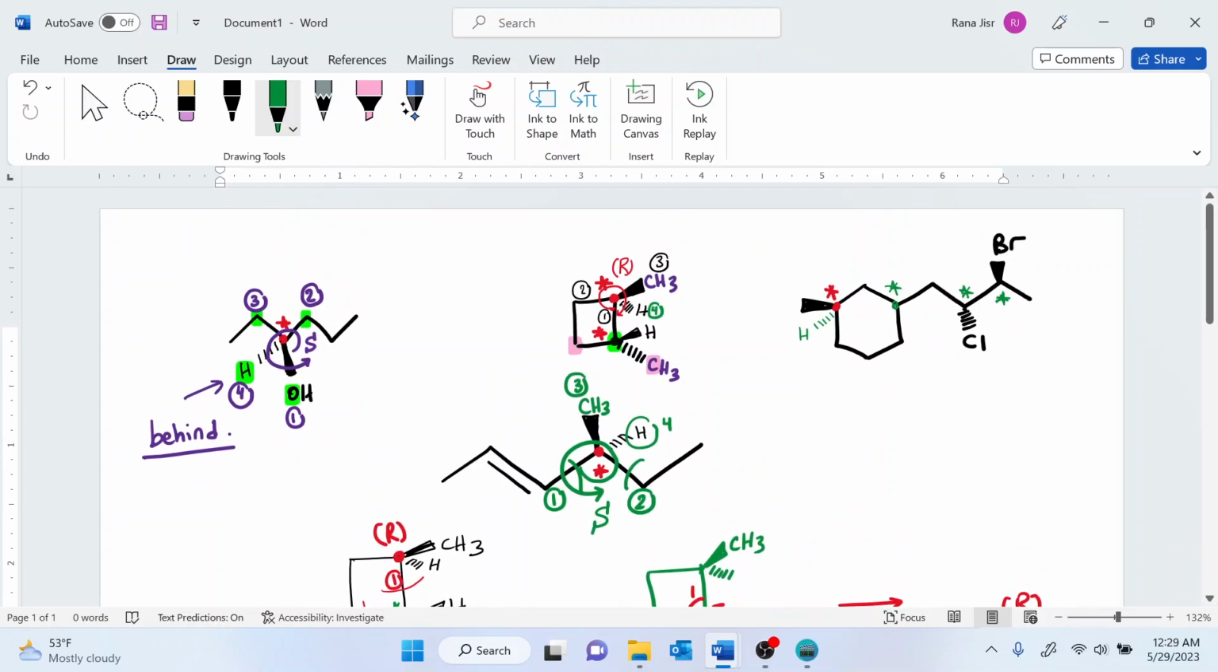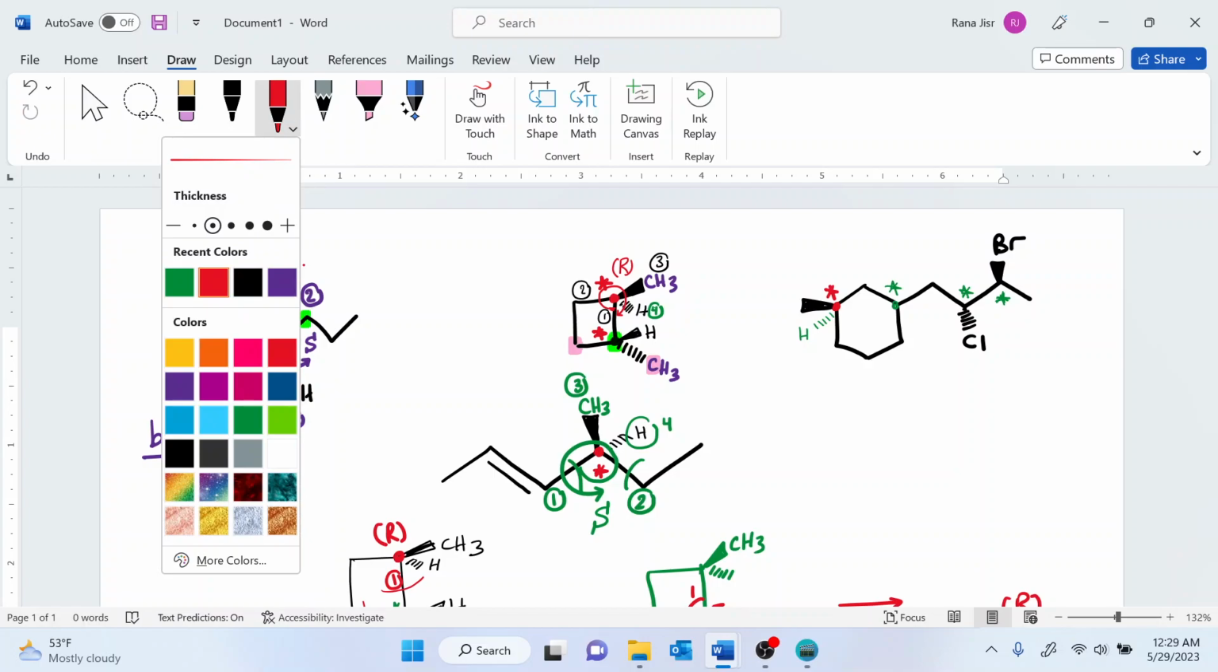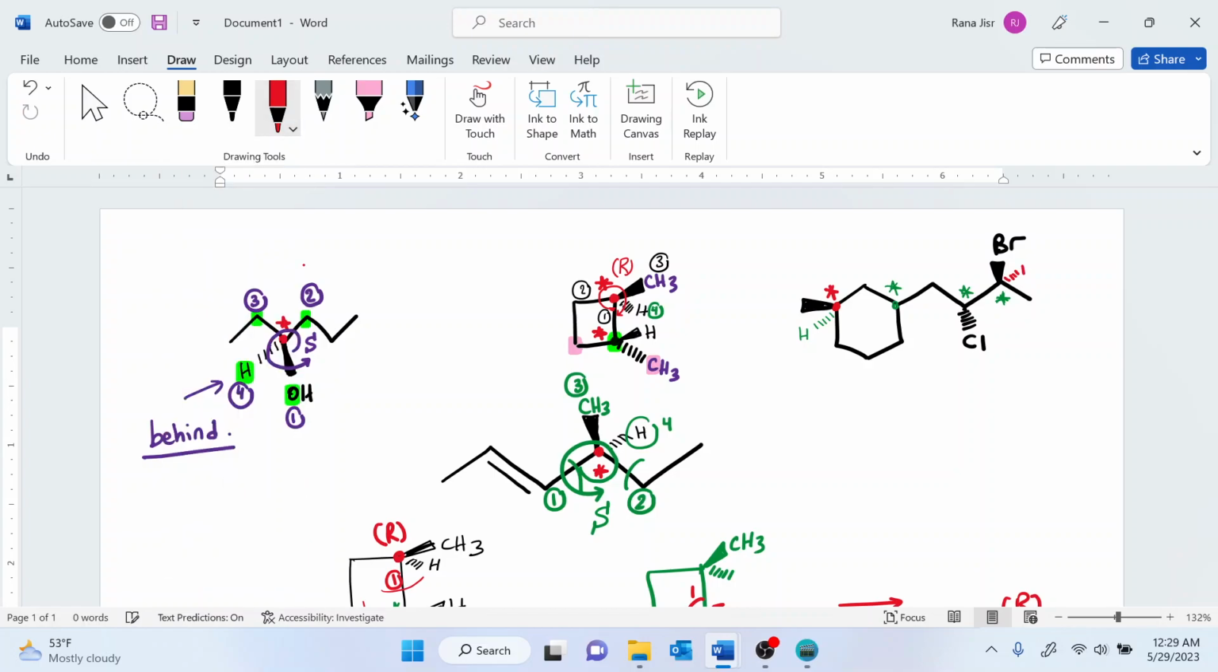Over here in this example, I have 4 chiral centers. So let's go ahead and do the hydrogen. I have here a hydrogen that is behind. This is easy to find the configuration.